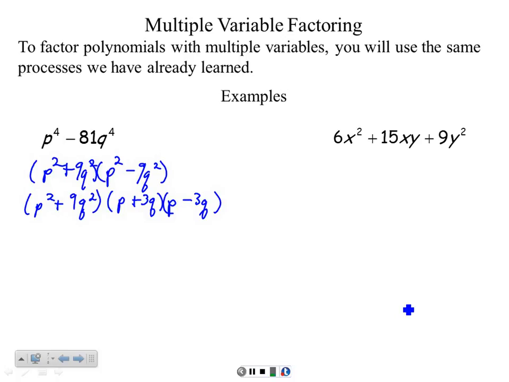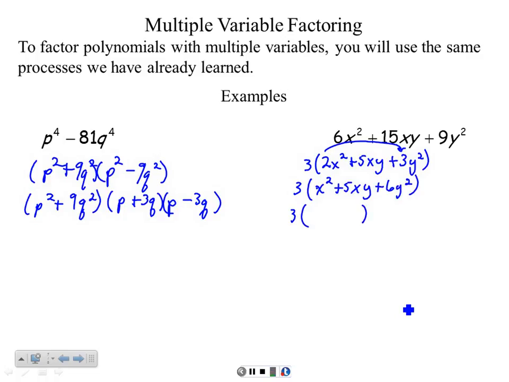And then the one on the right, there is something in common actually. There's a 3. So if we take a 3 out, we're going to have 2x squared plus 5xy plus 3y squared. And then inside there we have a trinomial. The leading coefficient is not 1, so we're going to use bottoms up. So we're going to multiply the 2 into the 3, and so we'll have x squared plus 5xy plus 6y squared.